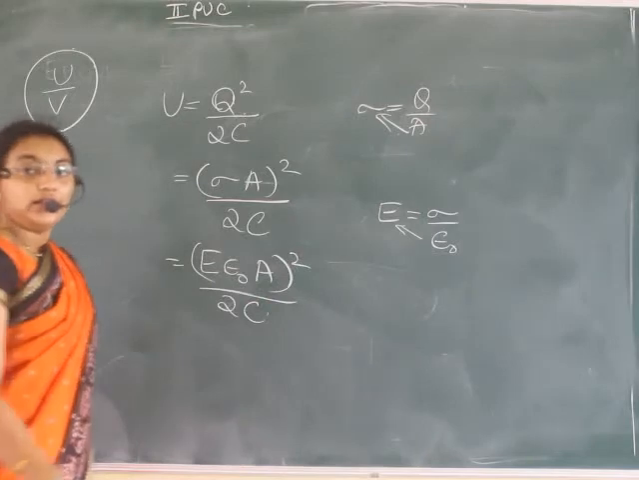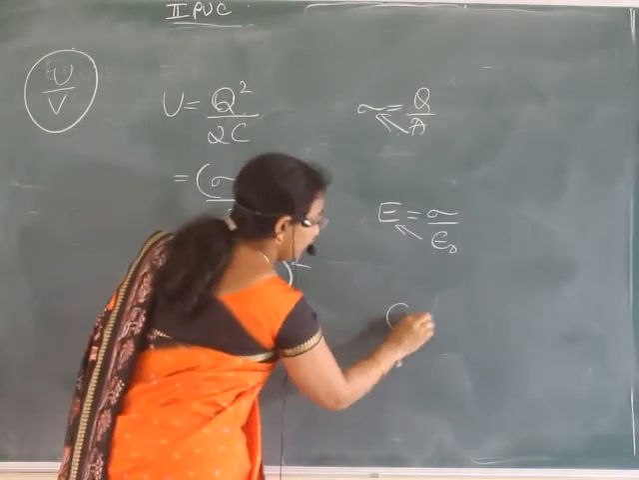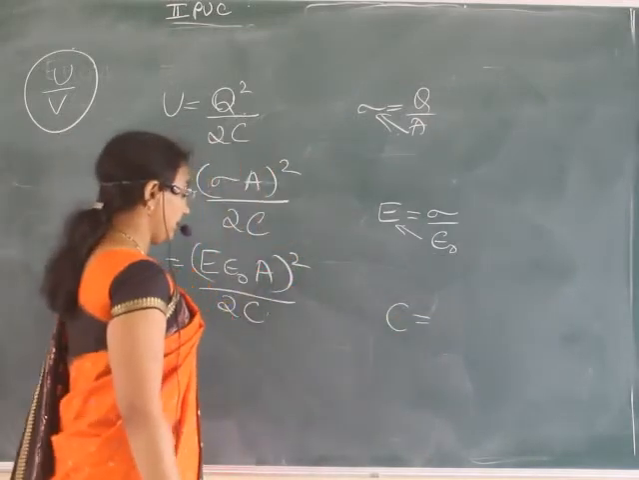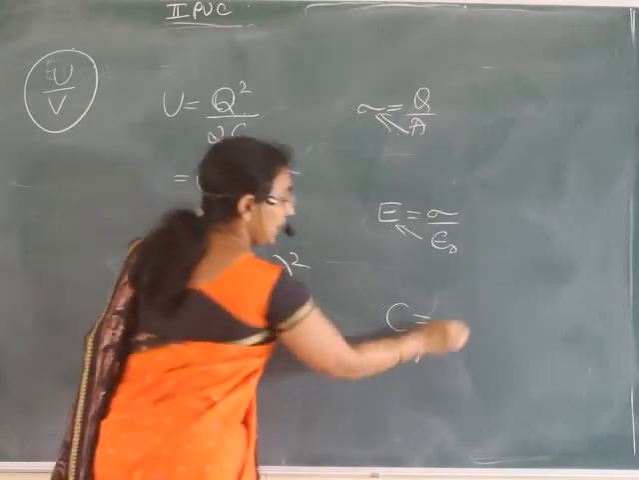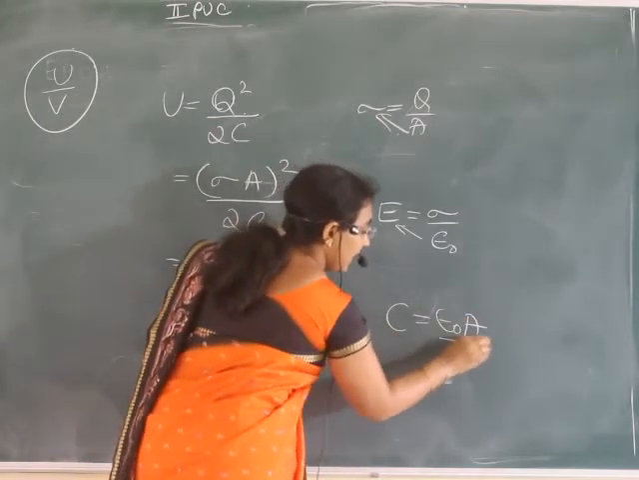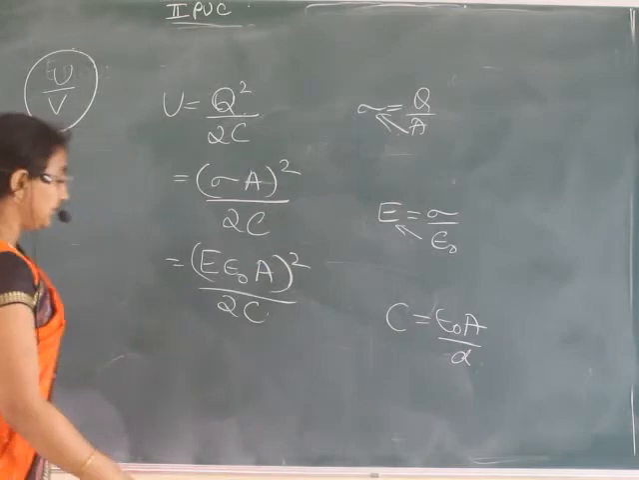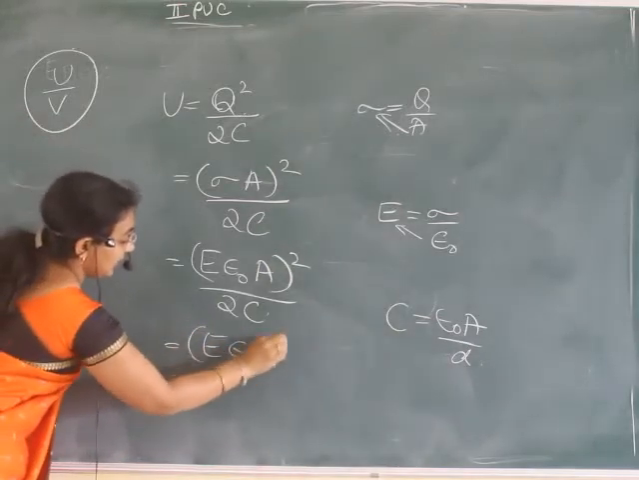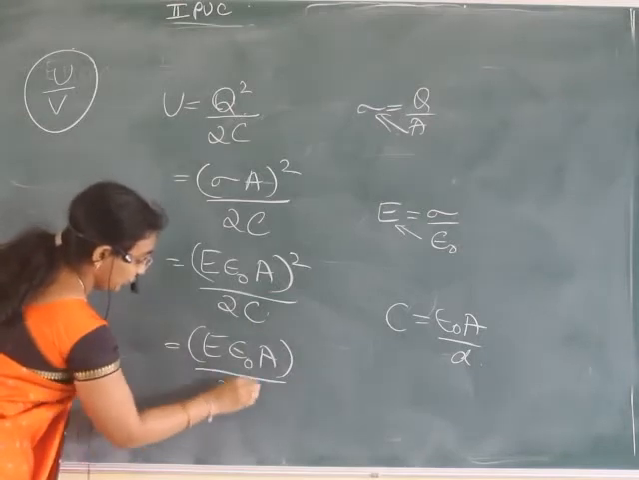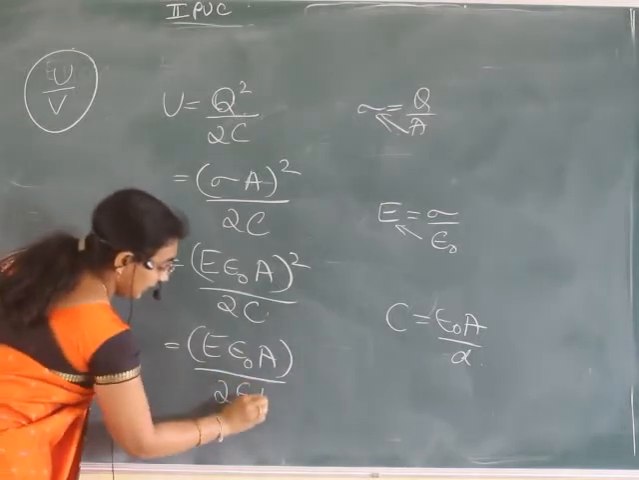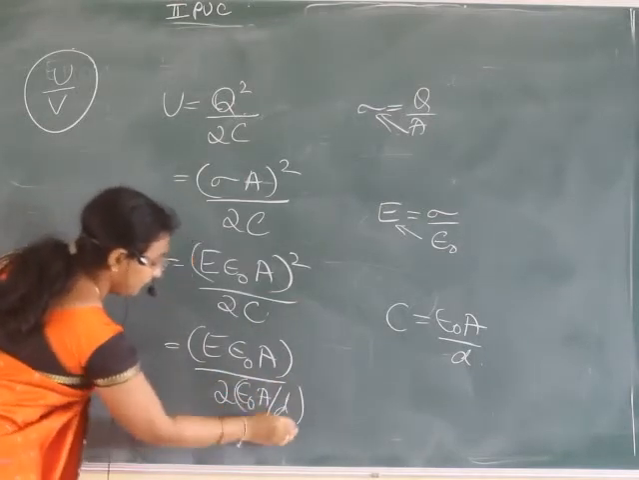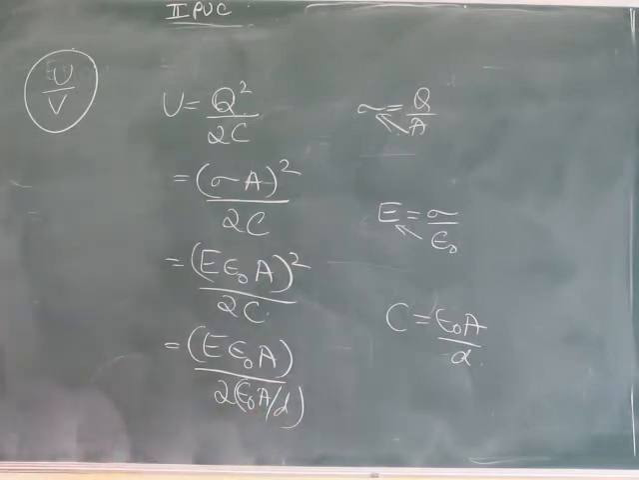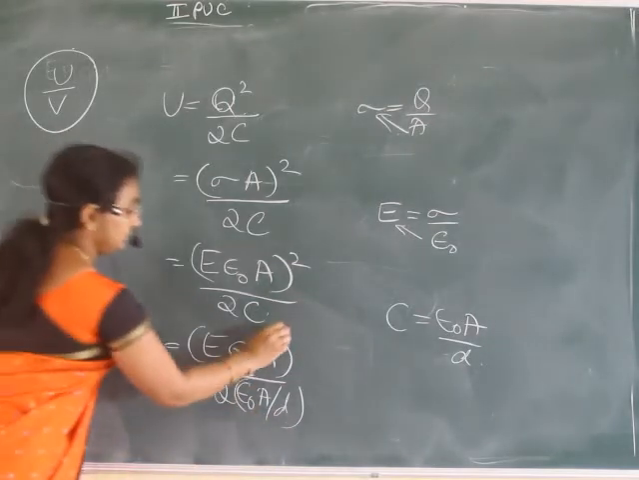See here. We know that capacitance of the capacitor is C is equal to epsilon naught A by D. Correct? Then I can write E epsilon naught A divided by 2 epsilon naught A by D in the place of C. Correct?